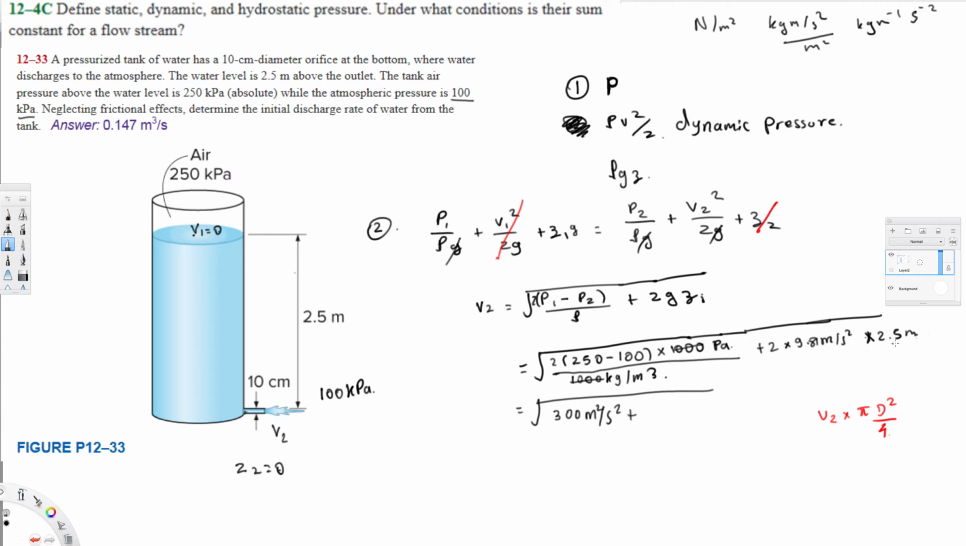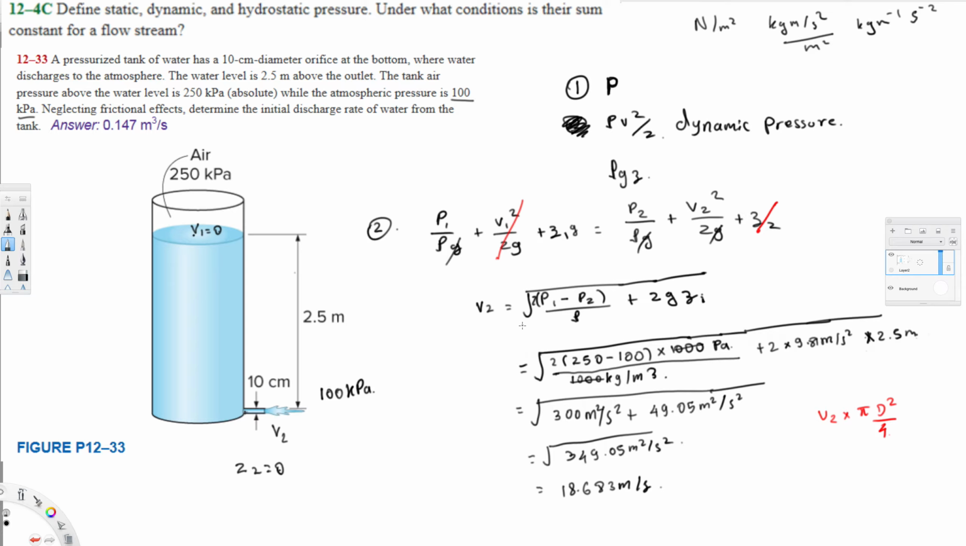Plus this is direct. We know that meter times meter square per second square. So plus, if we multiply all these things together, that's going to be 49.05 meter square per second square. And if we add them, this is going to be 349.05 meter square per second square. And if I put a square root on both of them, that's going to give us 18.683 meter per second.